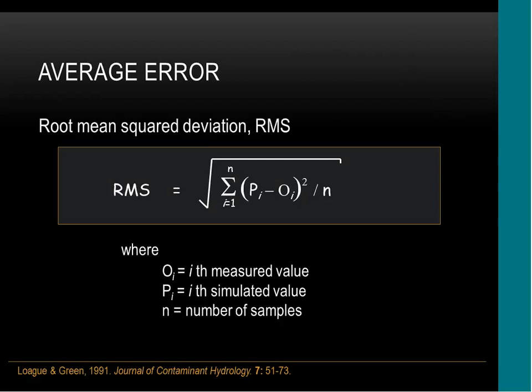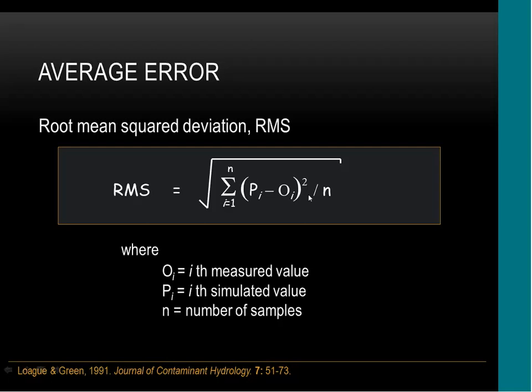Well, the first way of doing this is using an average error. There's a metric which was published by Loague and Green in 1991 called the root mean squared deviation, or RMS, which works by taking all of the simulated values, P_i, and all of the measured values, O_i, and you subtract the observed value from the simulated value, giving you the difference. You then take the square of that, because that cancels out any pluses or minuses, so that you're just dealing with the absolute deviation.